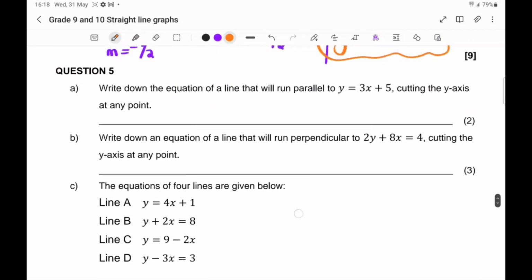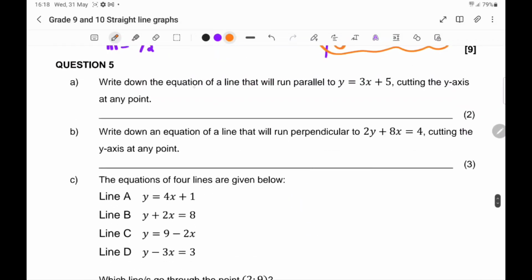Then just a few more questions, then we're almost done. Write down the equation of a line that will run parallel. Parallel means the same gradient, but I need to change the back side to anything. What's your favorite number? 10, 7, minus 5, minus 10, anything at the back as long as you've changed it.